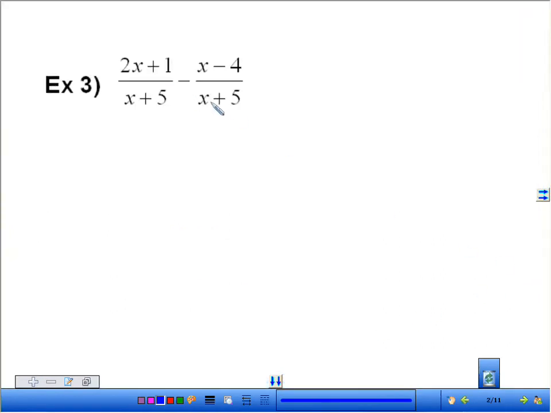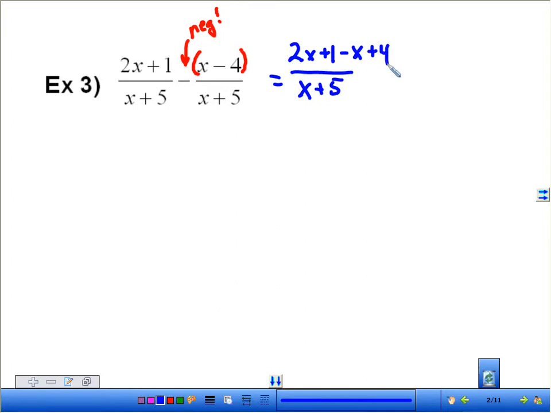This next one works just a little bit differently because now we have this negative right here, and we remember that we have to distribute this negative to everything here. So I'm going to put parentheses around there so you'll remember to distribute that negative. But our denominators are the same, so we write our denominator one time and add the numerator. That's 2x plus 1. Then we have minus x and plus 4.